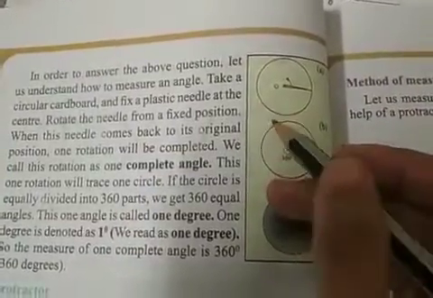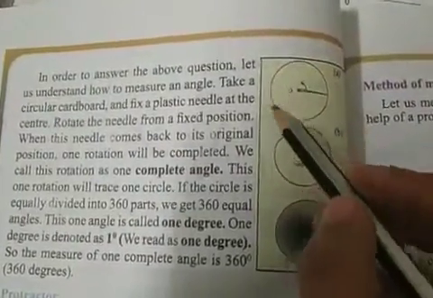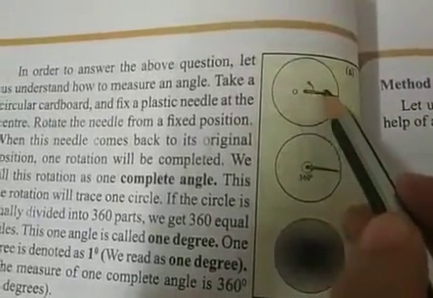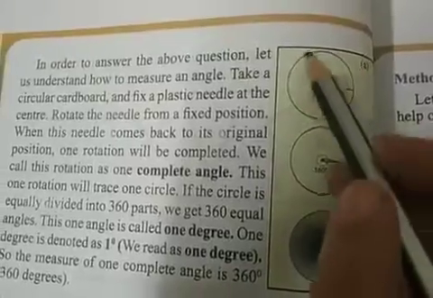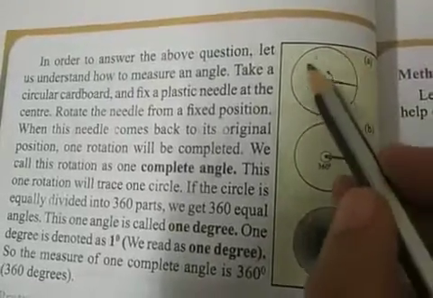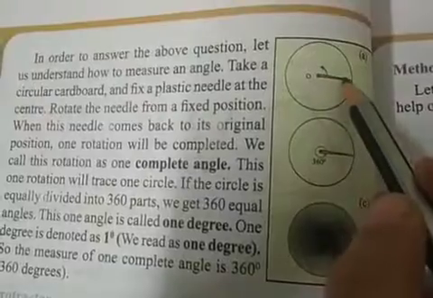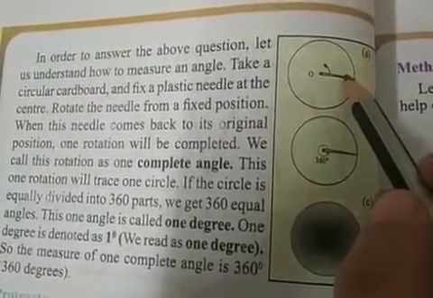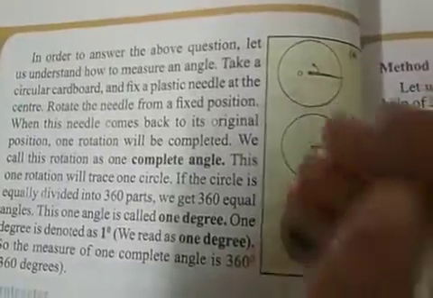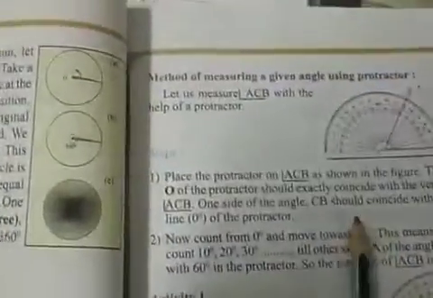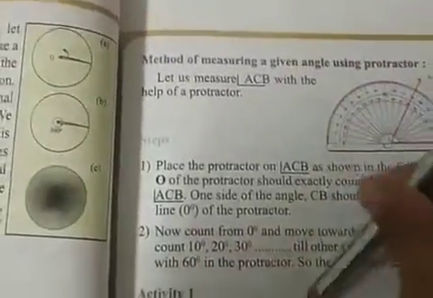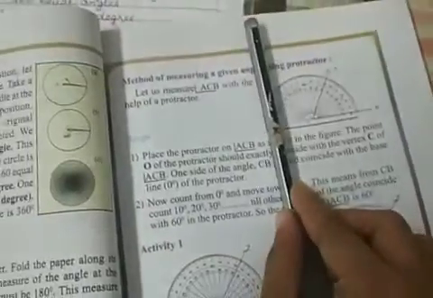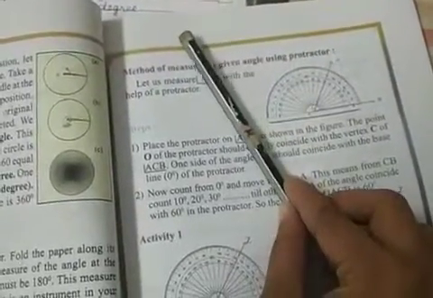Suppose you take a circular cardboard and fix a plastic needle at the center like this. There is a circular cardboard, and a plastic needle fixed in the center. Now rotate the needle from a fixed position, like this.